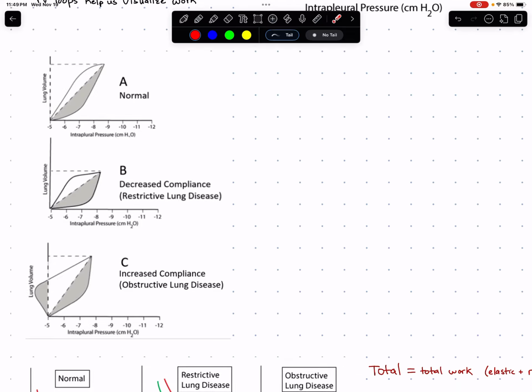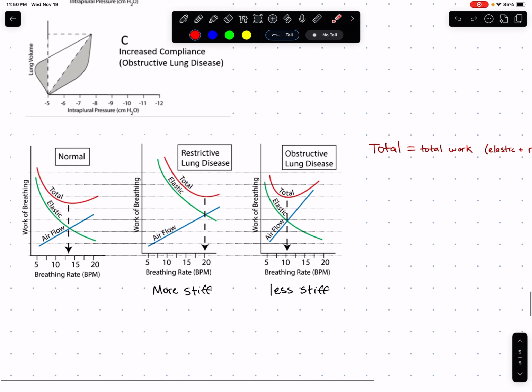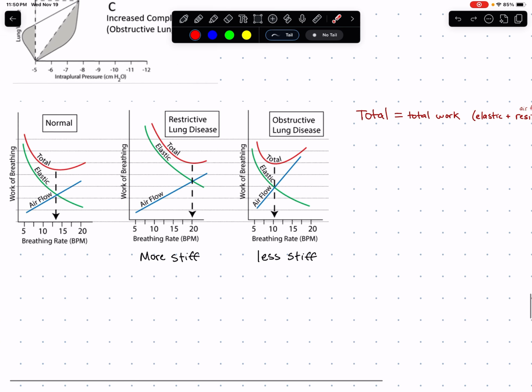Here's how decreased compliance, which is restrictive lung disease, would affect it: you would actually come out farther because you're stiffer, and then go up. And so it looks kind of like that. And then with increased compliance, you come out the same, but then your exhale becomes extremely difficult. And you actually have to do work to get it back to the negative pressures. So, lastly, we're going to look at the total work.